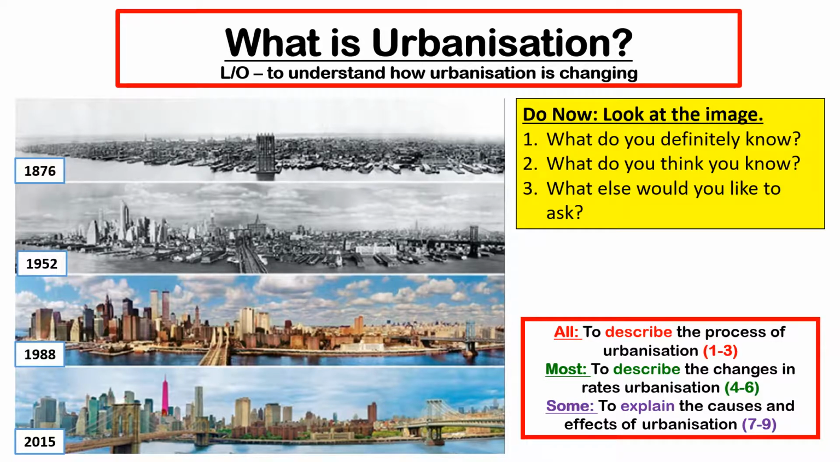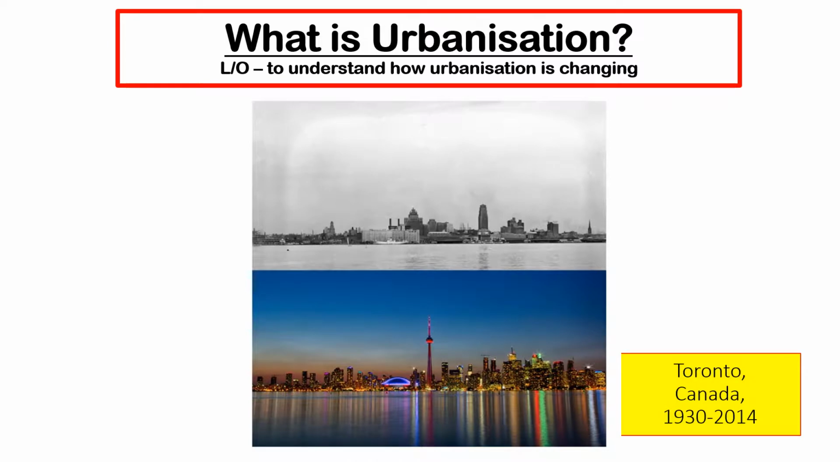So the first slide just shows a kind of series of images. This is the New York skyline over a period of about 140 years. And as you can see, slowly the urban area has grown upwards as well as outwards. And now you can see it's much bigger than it used to be. Another example is this one. This is Toronto in Canada. You can kind of see the massive kind of urban sprawl that's happened over the course of about 75 years there.